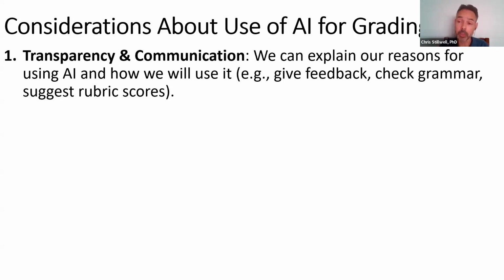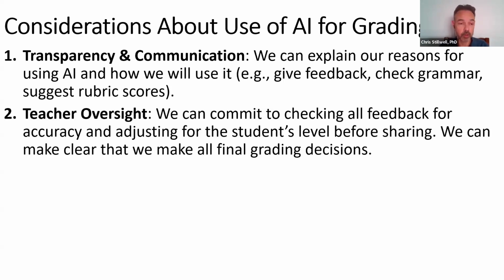Now, the AI will help me in giving you comments and help me be faster about getting back to you, but I'm still going to be the boss. So I'm going to have the oversight. I can commit to checking the feedback for accuracy and adjusting for the student's level. And I can make clear that all final decisions come from me. I'm not going to sleep in the back of the classroom and let a robot do everything. I'm very engaged, but this AI can help me maybe catch some gaps in my own thinking, and it can help me be faster. It can be sort of like an assistant.